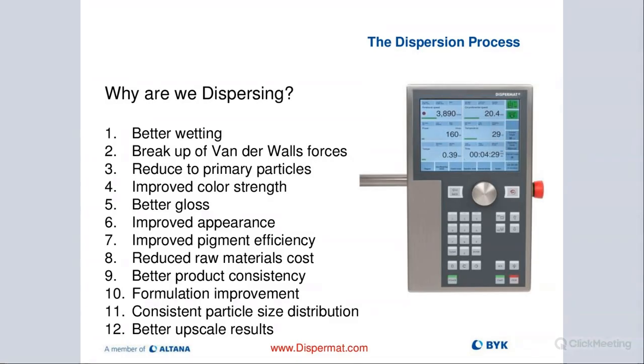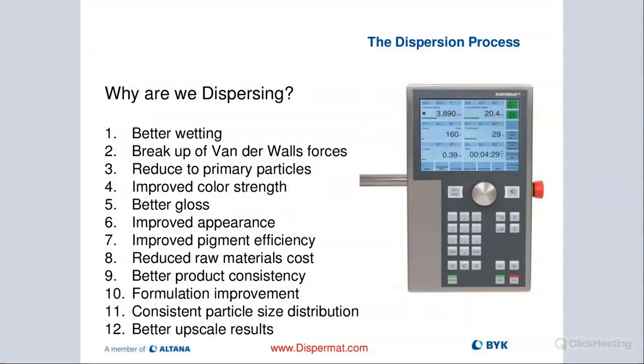So why are we dispersing? Basically, we just want to have a better product. During the process, we improve our wetting. Dispersing is all about really breaking up invisible binding forces, also called the Van der Waals forces. They hold these pigment particles together, these agglomerates, and we want to break that up and turn them into aggregates or primary particle size, which will then give us better color strength, better gloss. We'll have an overall cleaner looking product. But the real winner here is the improved pigment efficiency.